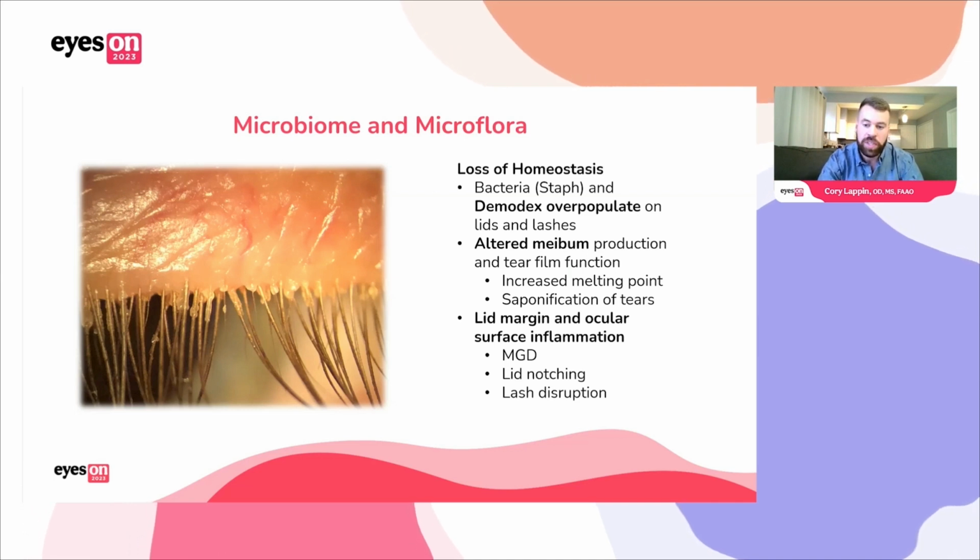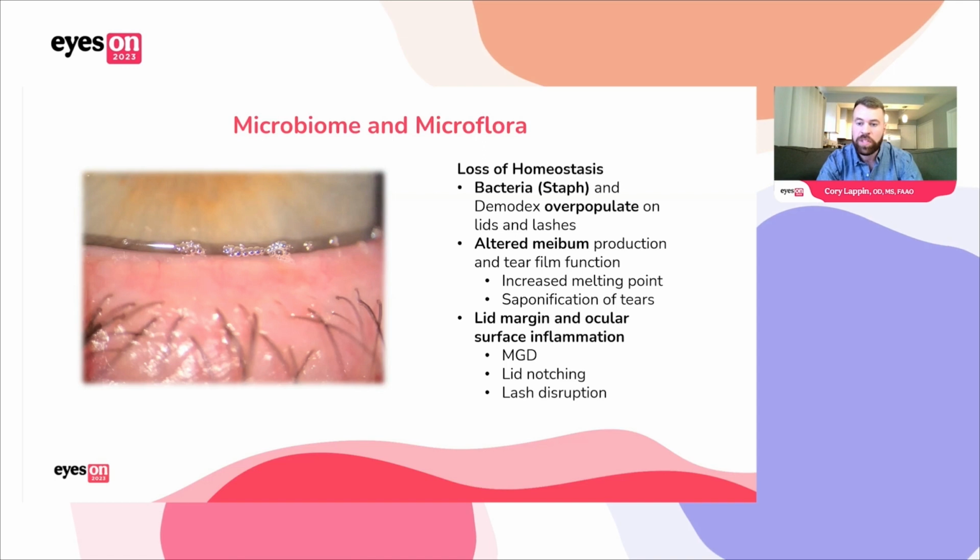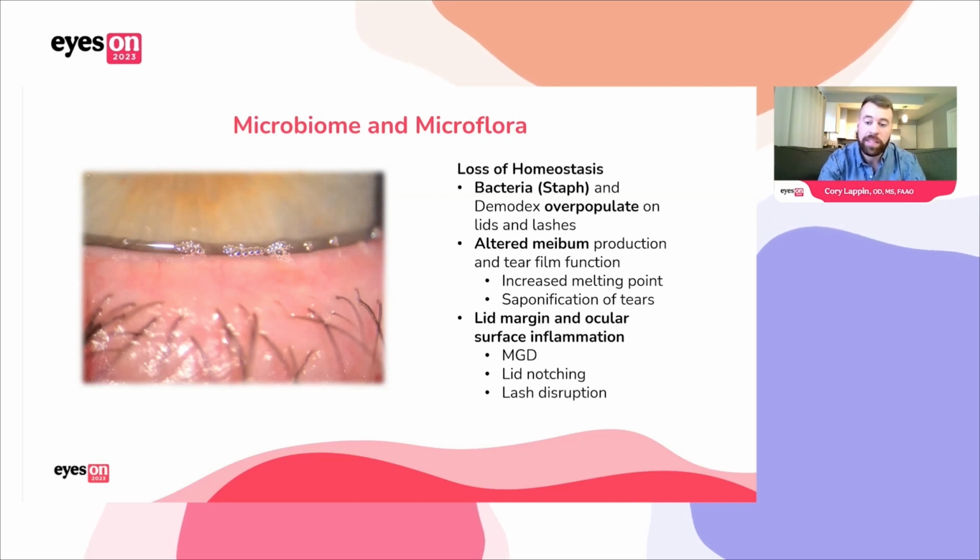And this picture shows an example of these lash collarettes, which are pathognomonic for the presence of Demodex. So if you see them, you should keep Demodex in mind as a potential contributor to your patient's dry eye. And in cases of bacterial blepharitis, especially involving staph species, the bacteria produces lipases that break down the lipid component of the tear film, which causes tear film dysfunction. This can be seen clinically as saponification or frothy or foamy tears. Bacteria also release pro-inflammatory exotoxins, which can further exacerbate dry eye.